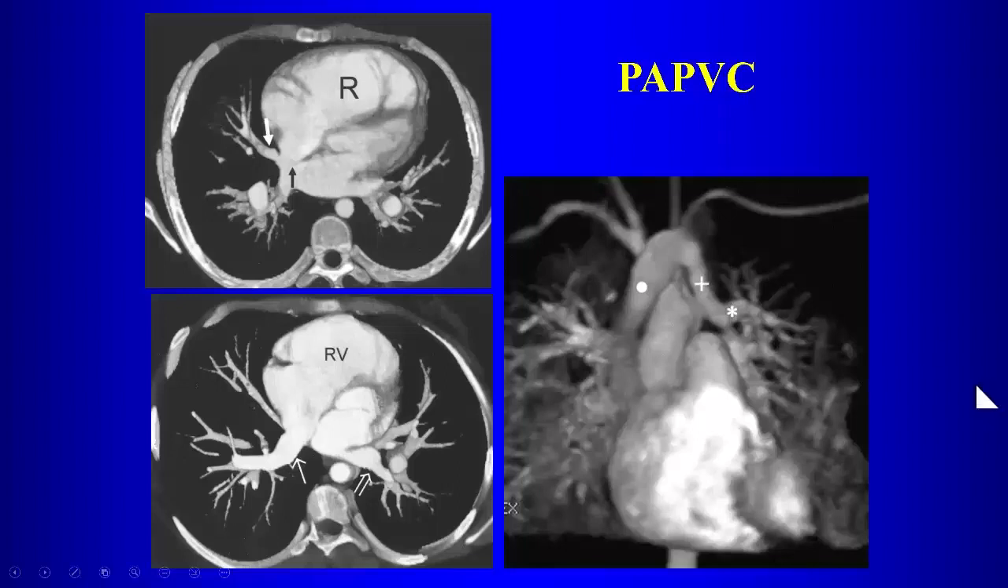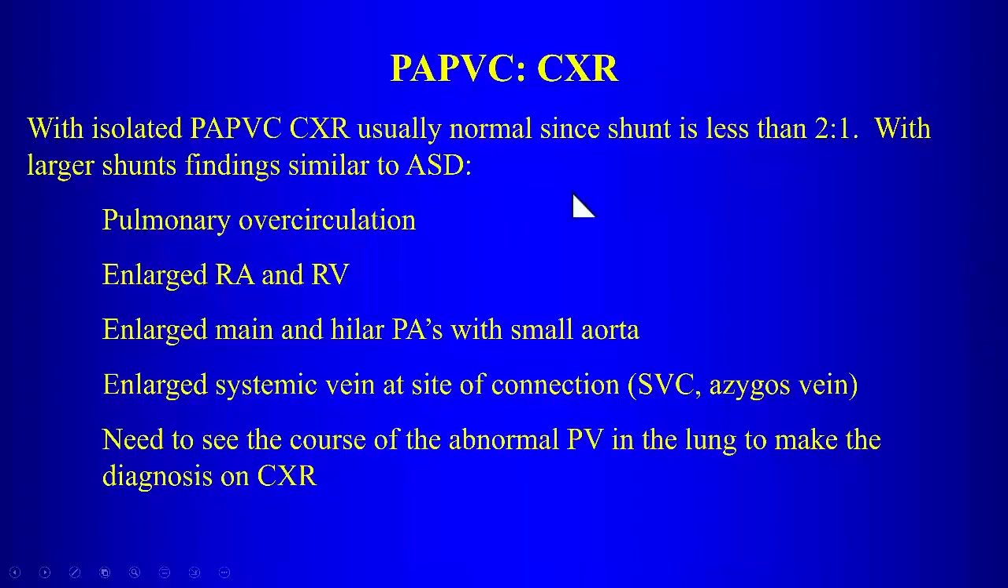And again, usually the shunt is not that large. Here are additional examples. Here's a right inferior pulmonary vein going to the right atrium. And here's a right superior pulmonary vein going into the right atrium there. If there is a large amount of shunting, we can have findings just like atrial septal defect, with pulmonary overcirculation and enlargement of the right atrium and right ventricle, right?